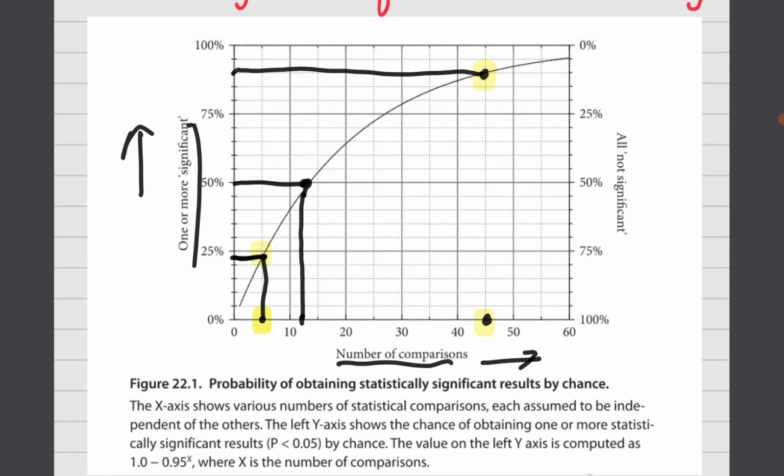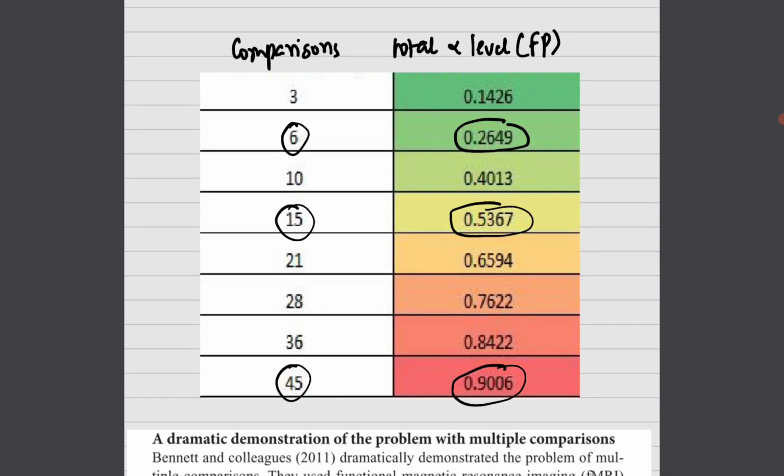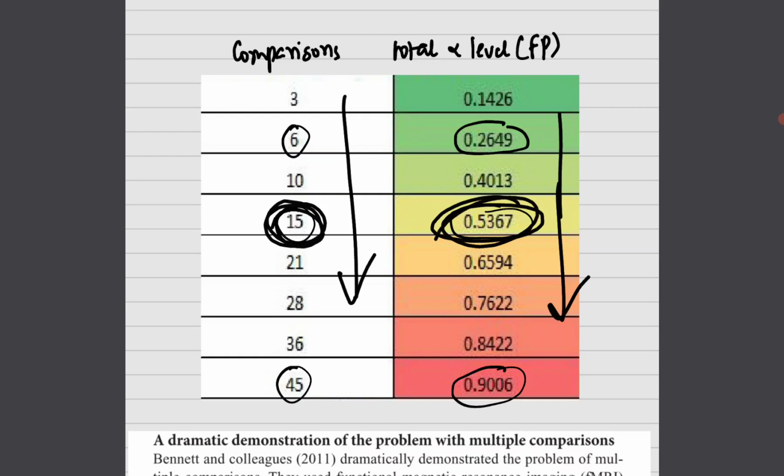So this is an interesting graph. You can note, as the number of comparisons increases, the FWER increases, right? So this is another table showing you the same thing. As the number of comparisons is increasing, FWER keeps on increasing. At about 13 comparisons, the FWER is about 50%, and at 45 comparisons or so, it is about 90%. Okay.